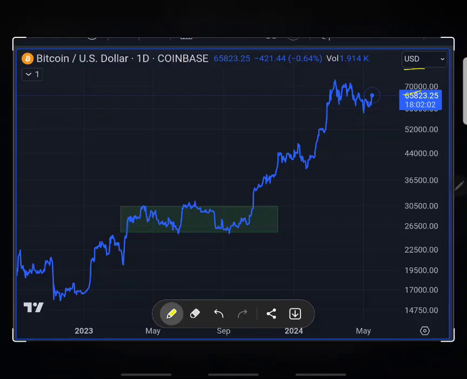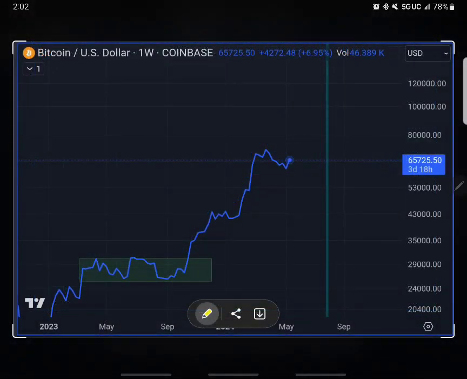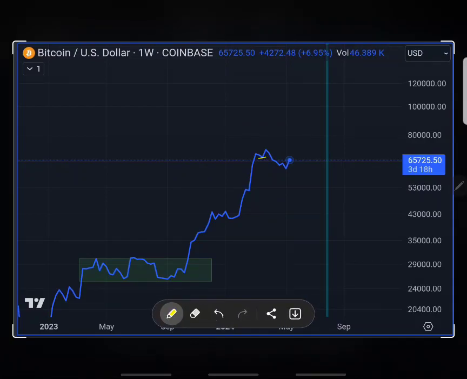On a weekly scale, you can see that there is a potential change in behavior here. With this weekly close, you had a higher high, but you had a lower low close right there. With that happening, you're at risk of closing a lower high. The way to invalidate that lower high is to close above 69,400 on a weekly close.